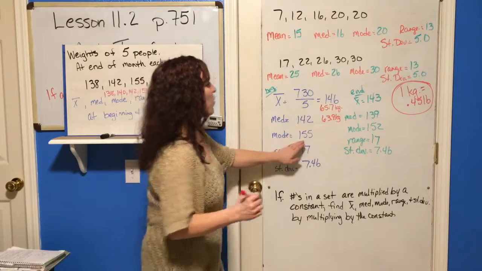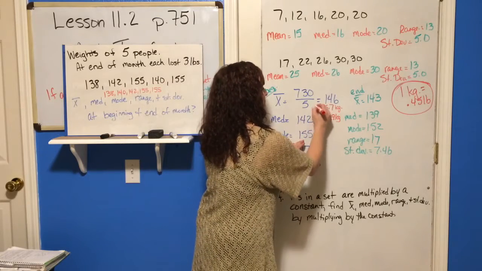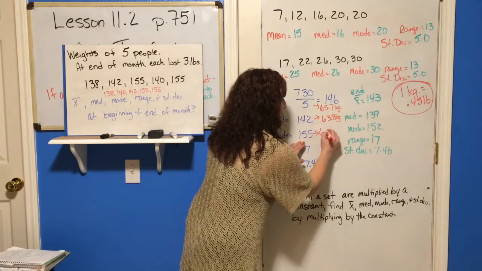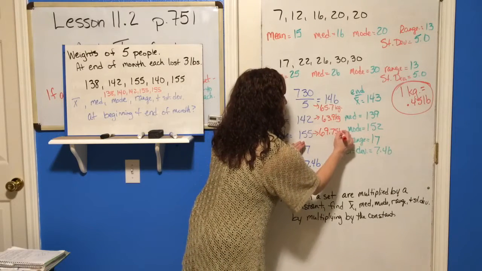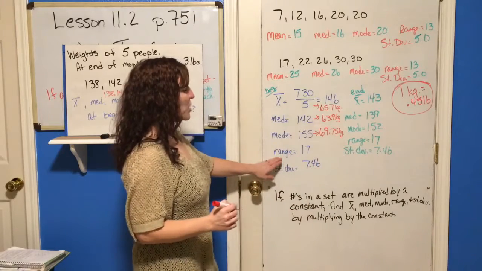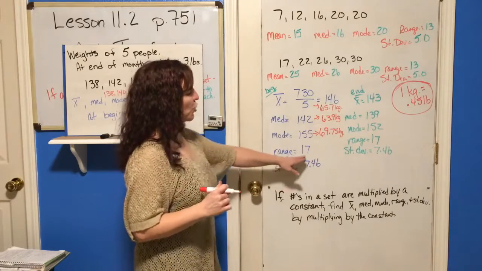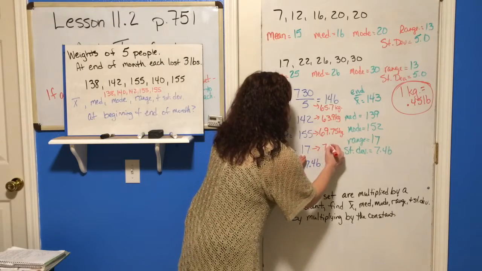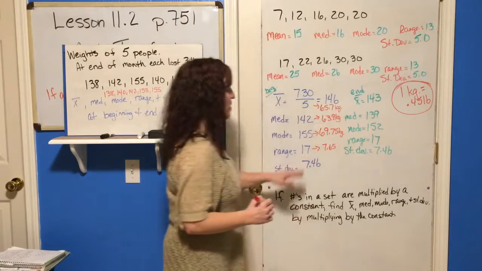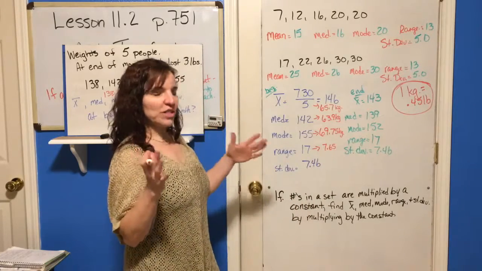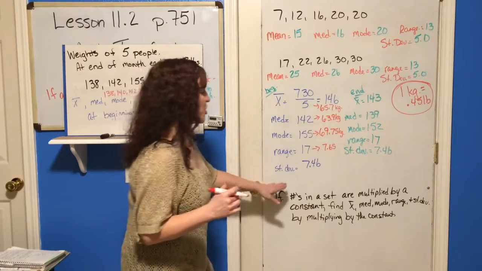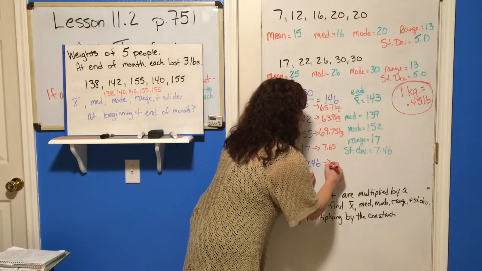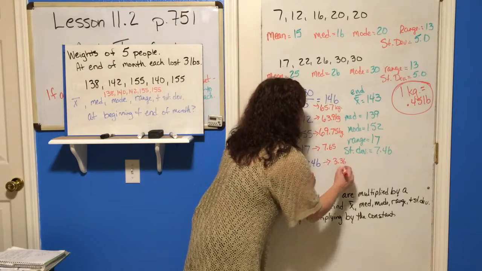So the mode is now going to be 155 times 0.45, which is 69.75 kilograms. The range, instead of being 17 apart, you're going to take 17 times 0.45, and the range now is going to be 7.65 kilograms. That's the range between the largest and the smallest. And the standard deviation now, you're going to multiply 7.46 times 0.45, and your new standard deviation is 3.36.